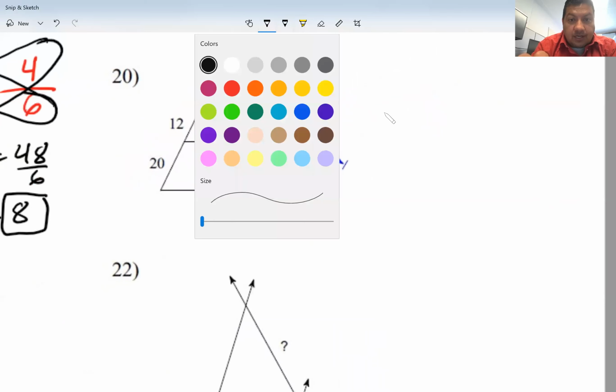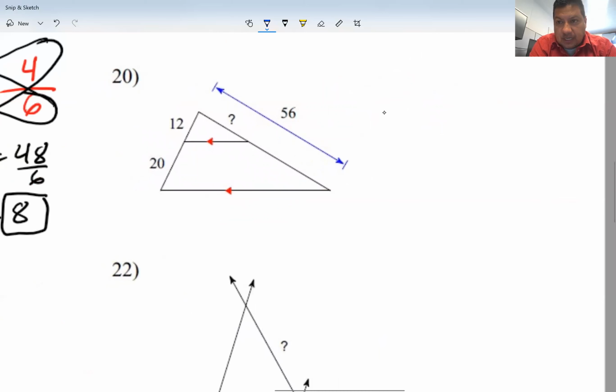Let's see where it is all numerical. I just want to see the one side that is all numerical. Part of it is 12. Part of it is 20. I see 12 and 20 are two small pieces, so I'm going to add 12 plus 20. I know that's 32, so I'm going to say the entire side is 32.